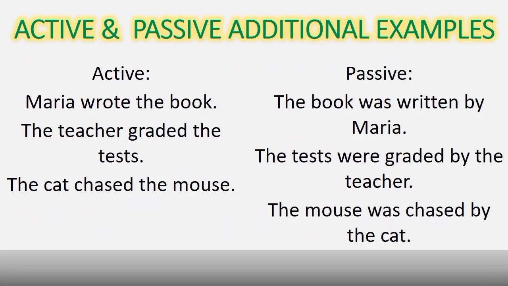Additional examples of active and passive sentences. Active sentences: Maria wrote the book. The teacher graded the test. The cat chased the mouse.